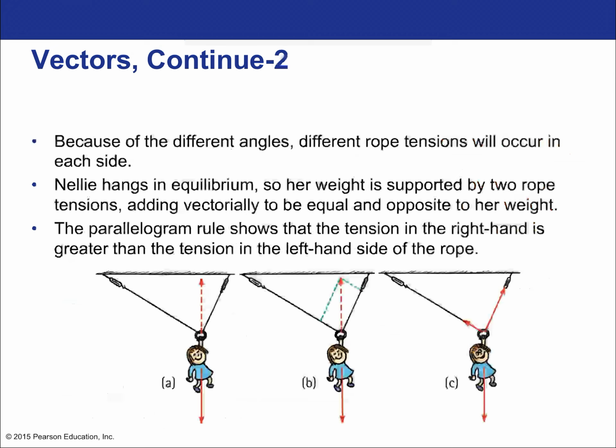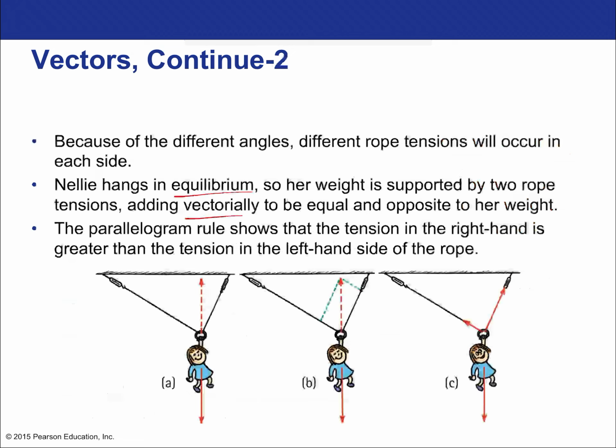Nellie hangs in equilibrium. Okay? Equilibrium means she is not accelerating. We'll talk about acceleration in the very next chapter, even before we talk about Newton's second law. But it just means she's at rest in this case, because you can be in equilibrium and coasting at the same speed, or in this case, you can be in equilibrium and be at rest. Basically, everything that's built to be stable is in equilibrium. Or in this case, Nellie hanging and stably hanging is in equilibrium. Okay, so her weight is supported by the two rope tensions, adding vectorially, as opposed to arithmetically, to be equal and opposite to her weight.